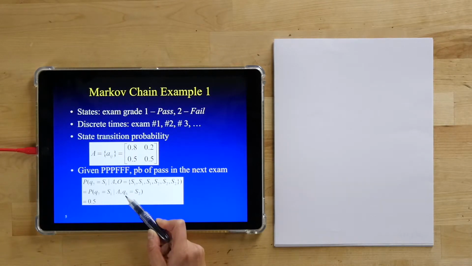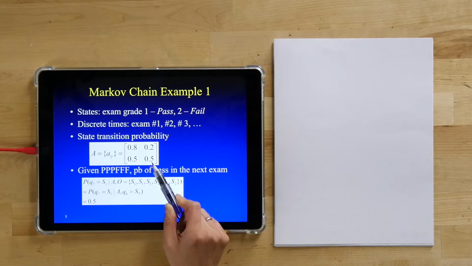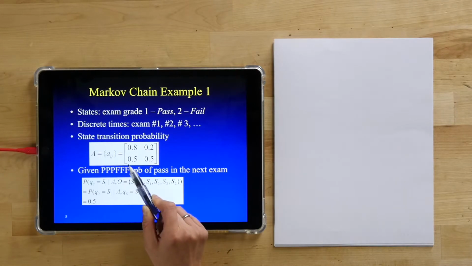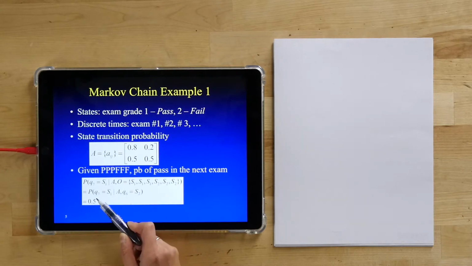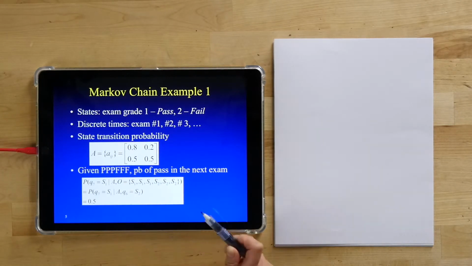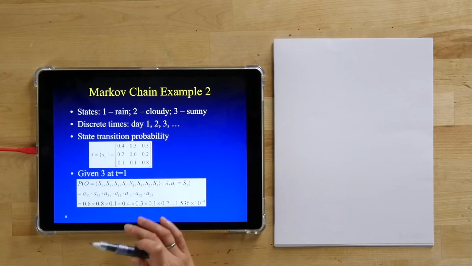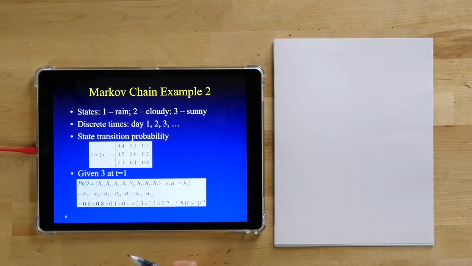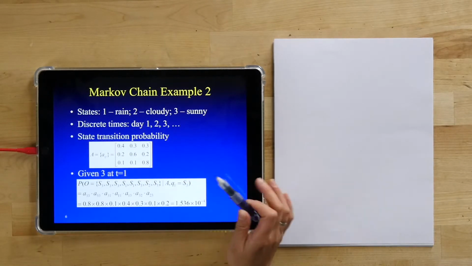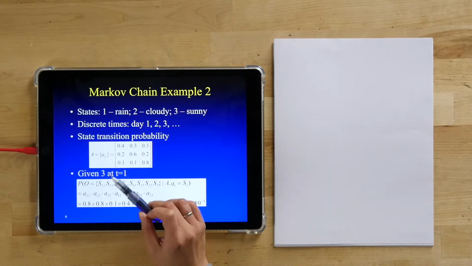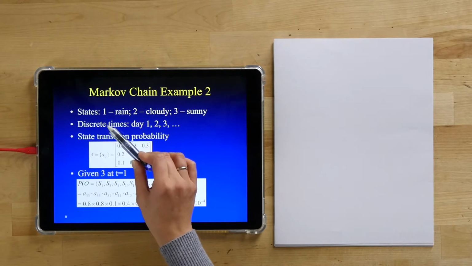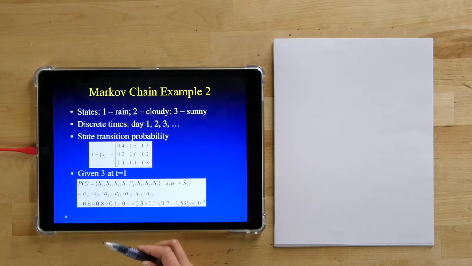And so we look up the transition matrix. We say, okay, if the previous exam the student failed, they have a 50-50 chance of passing or failing. Therefore, the chance that they will pass is 50%. So that's the first example. The second example of Markov chain is, of course, just a scenario we made up. The discrete states are, this is a weather example. One is a raining day, second is a cloudy day, and the third is a sunny day.